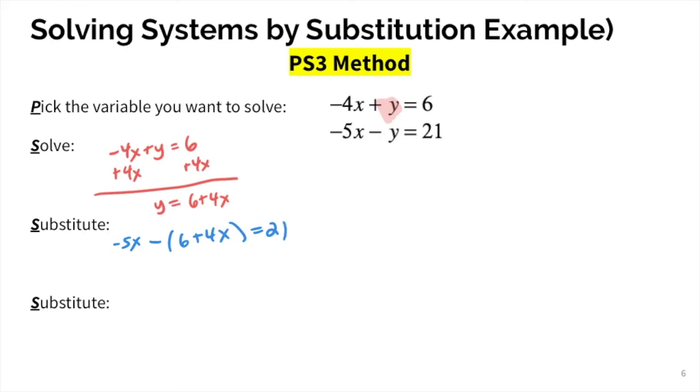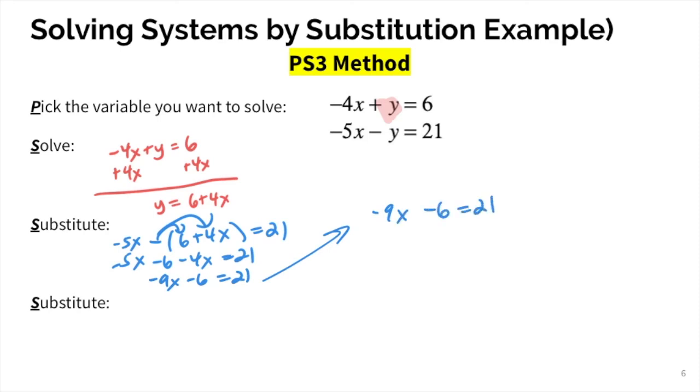Okay, so let me try to simplify this a little bit. I see that I have to distribute my negative sign, right? So I have -5x minus 6 minus 4x equals 21. All right, I can simplify this a little bit more. I have some like terms over here, so I can simplify this -5x and this -4x. So I end up with -9x minus 6 equals 21. Okay, and that looks like a pretty easily solved linear equation for me.